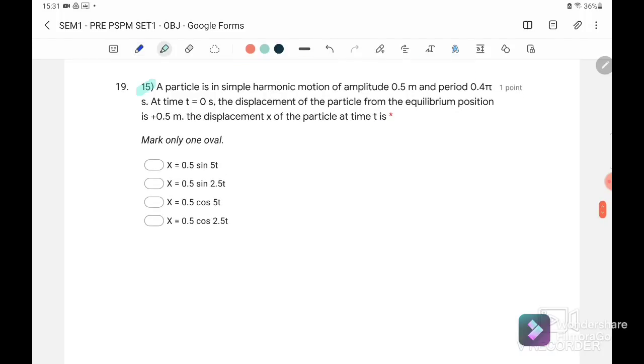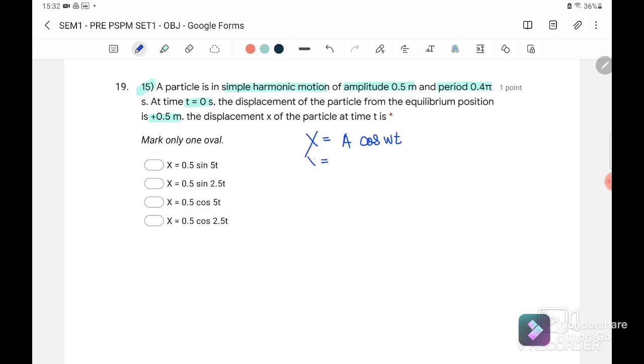Okay, question number 15. A particle is in simple harmonic motion with the amplitude 0.5, the period is 0.4 pi. When t equals 0 seconds, the displacement of the particle from the equilibrium position is 0.5, meaning that this particle does not start from the equilibrium position, it starts from the amplitude. So since it starts from amplitude, our equation we should write as x equals a cos omega t, because it starts from amplitude.